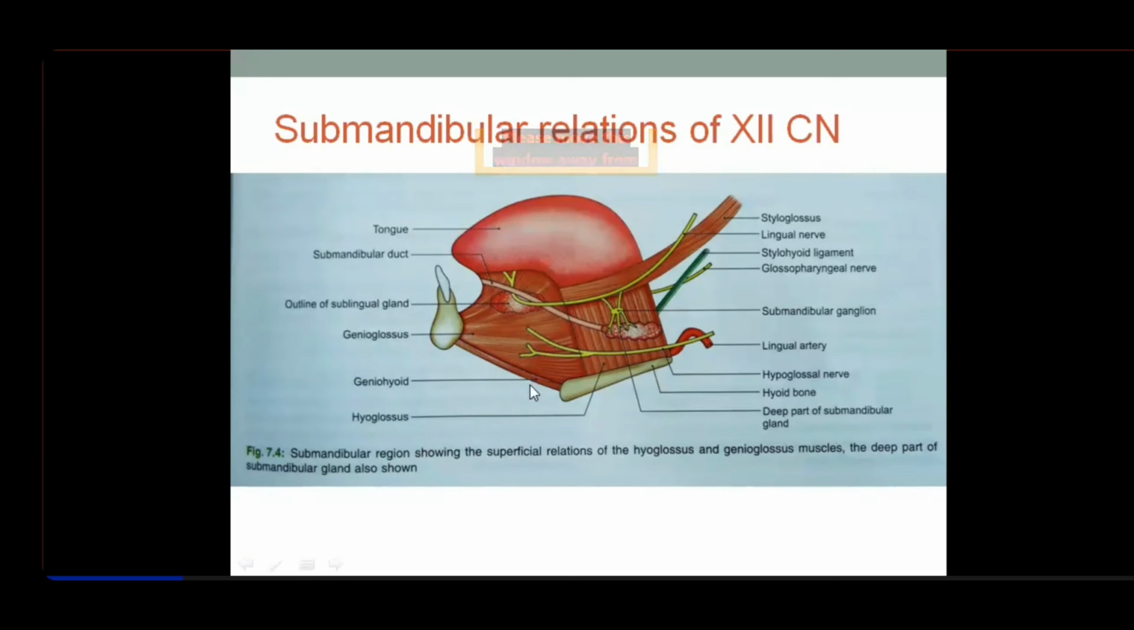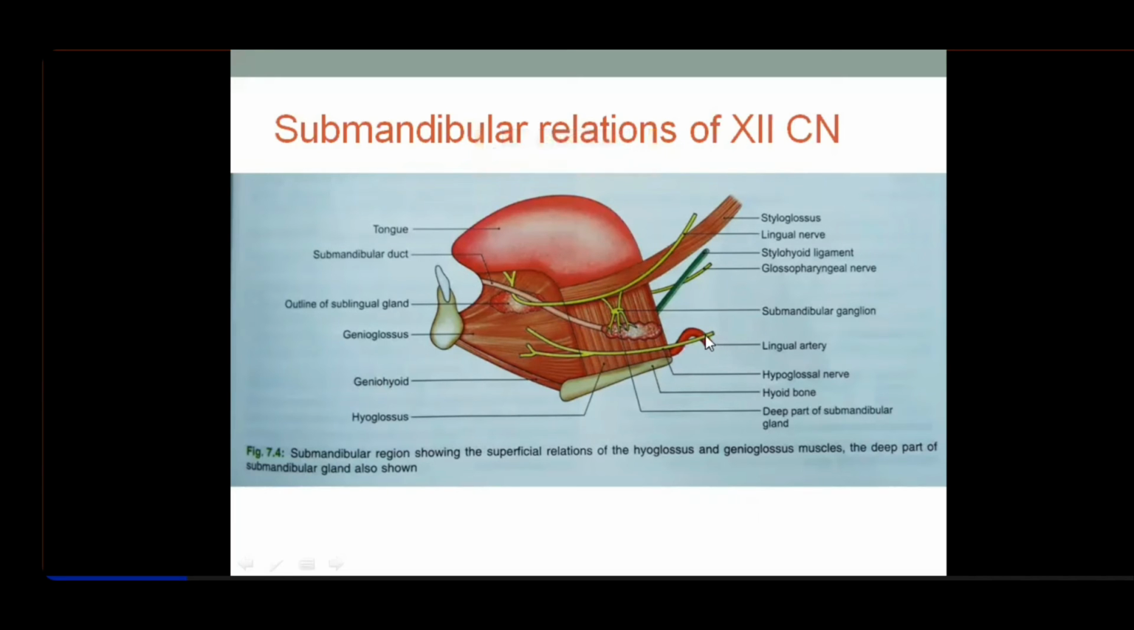While geniohyoid, remember, is not from the direct branch of hypoglossal nerve. So only the muscles which have the word glossus as suffix will be innervated by hypoglossal nerve. Right? So genioglossus, hyoglossus, styloglossus, not geniohyoid. This will be supplied, but via different nerve fibers from the C1 cervical segment. Anyways, we'll discuss them later on. So here once again the course.